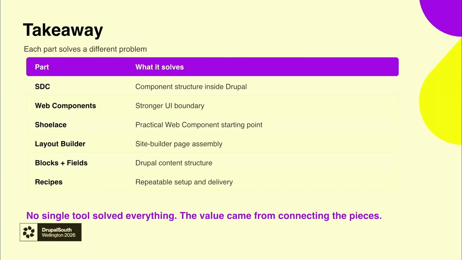Layout Builder helps move the components into the authoring experience. Blocks and fields give the component a Drupal content model. Recipes help package the setup so the pattern becomes repeatable. The story is not that one tool solves everything. The story is that Drupal gives us a way to connect these pieces into something practical and maintainable.